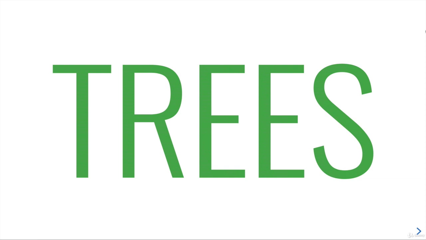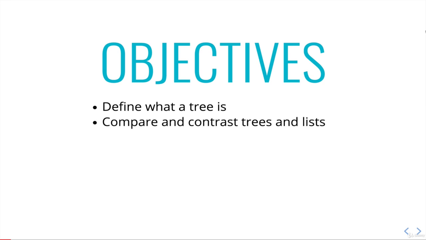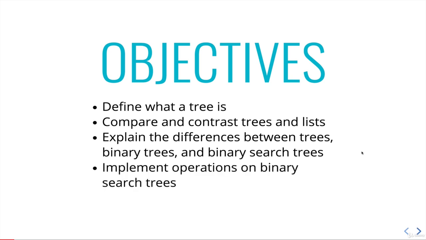So they are a bit of a step up from linked lists, a little more complicated, but also maybe a little more interesting. So quickly, let's run through our objectives. We want to define what a tree is, compare and contrast trees with linked lists and arrays. Explain the differences between the different types of trees we're going to talk about: just plain old trees, then binary trees, and then finally binary search trees. Binary search trees is what this section is really focused on, but we're going to talk about these three categories. And then most of what we'll be doing is implementing a bunch of operations on binary search trees.